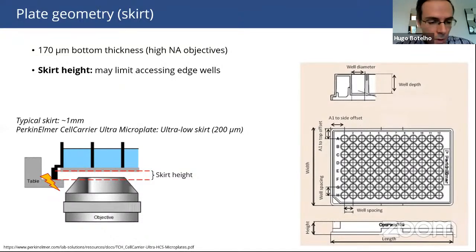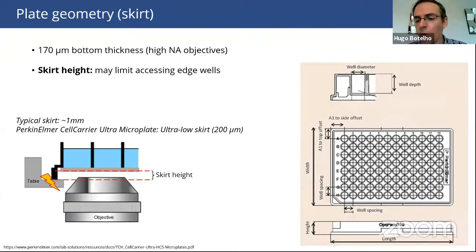A very common issue with different models of multi-well plates is the skirt. If you work with multi-well plates, you would know that the bottom of the well does not sit on whichever surface the plate is placed on. There is in fact a skirt at the edge of the plate, which raises it slightly higher than the surface where you would place your multi-well plate. This skirt is great because it prevents damage to the optical surface at the bottom of the plate.